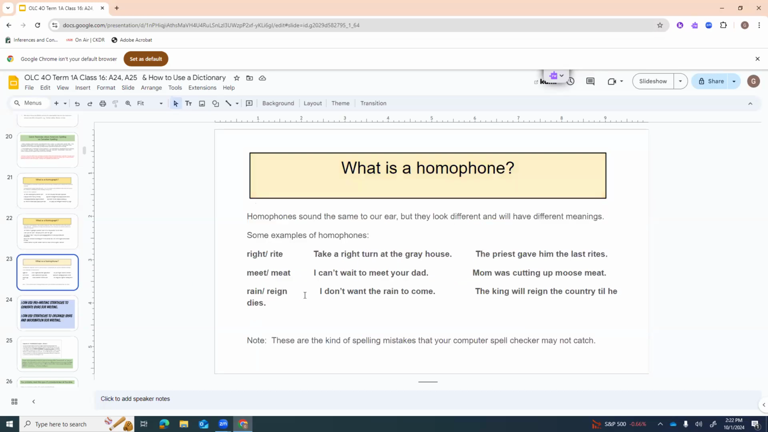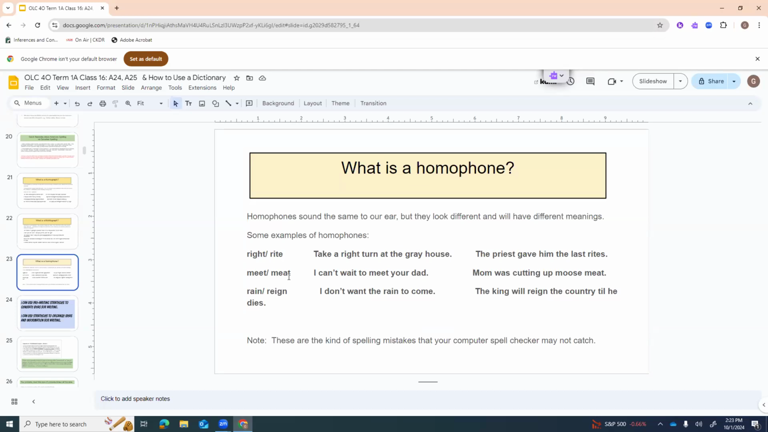Okay. And then homophone. These sound the same, but look different and have different meanings. Right, spelled R-I-G-H-T versus rite, R-I-T-E. Take a right turn at the gray house. Here, this is right as a direction. The priest gave him the last rites. This rite is talking about like a ceremony or a symbol.